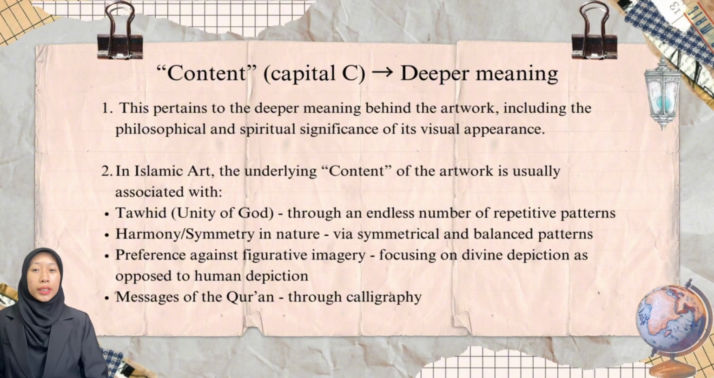For the second one, it shows harmony or symmetry in nature via symmetrical and balanced patterns. For the third one, it shows a preference against figurative imagery. It's focusing on divine depiction as opposed to human depiction. The last one is the message of the Quran, using calligraphy.